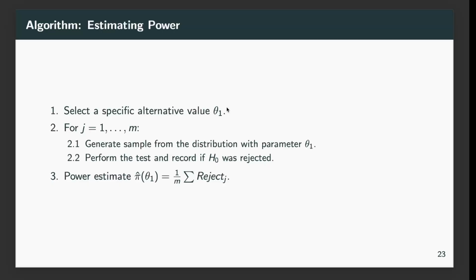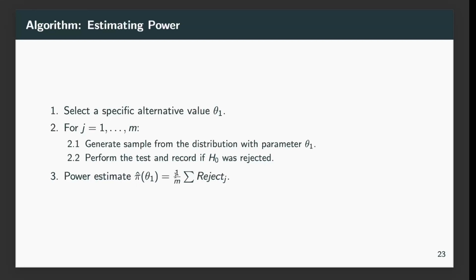Step 2 is, for j from 1 to m, we generate a sample from the distribution with the parameter theta 1, then we perform the test and record whether H0 was rejected. The third step is the power estimate pi hat of theta 1, which is the number of times H0 was rejected divided by m. We repeat this process for many values of theta 1, and then we can map out the entire power curve.